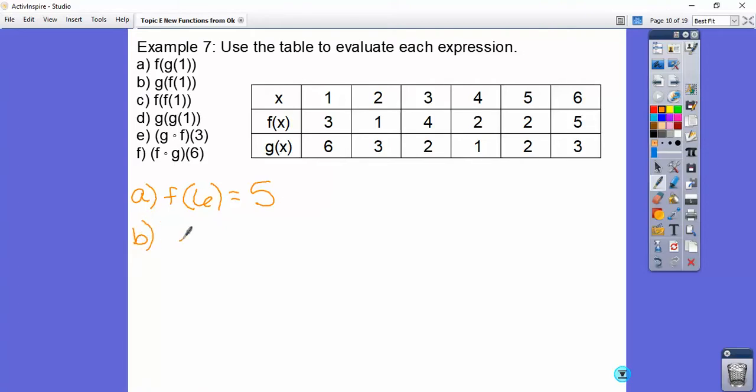B. If I do G of F of 1. So X is 1, I need to find F, which is 3. So now I need G of 3. So when X is 3, G is 2. You guys take a minute and try the rest of it.